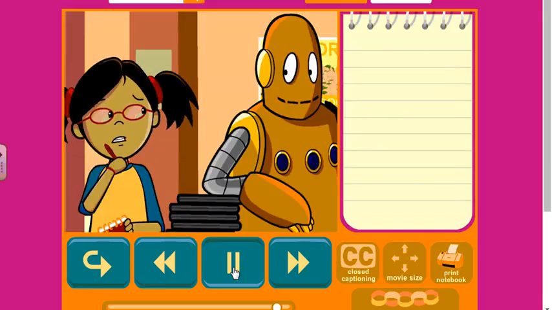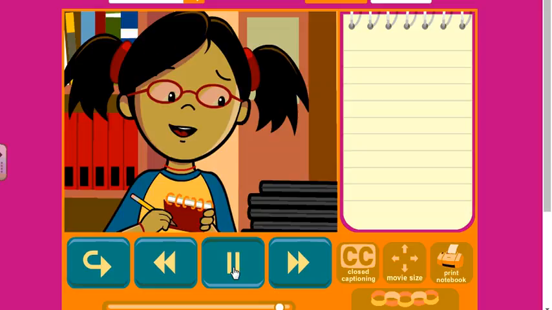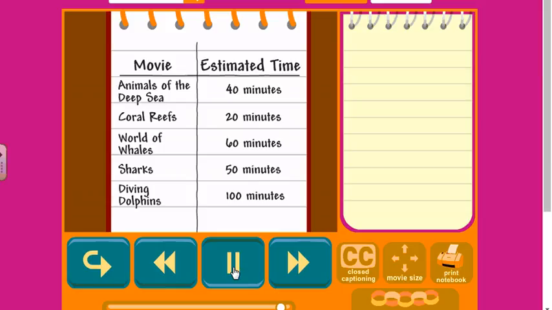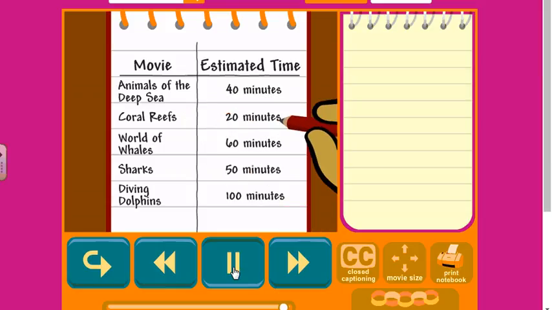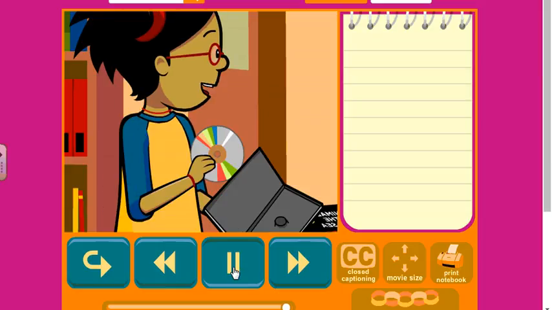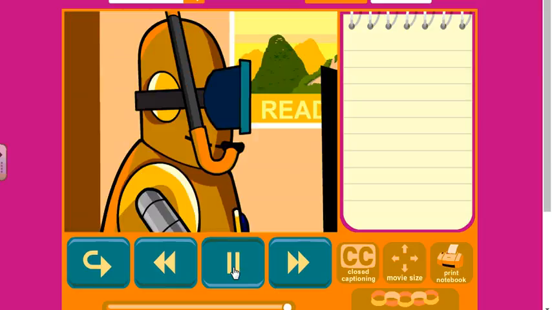Anyway, Moby, I only have 30 minutes of library time. Which movie can I watch? A movie about coral reefs is only about 20 minutes long. So I can watch that one. You want to learn about coral reefs, Moby?